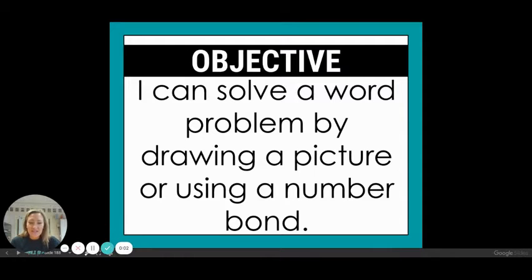The objective for today is I can solve a word problem by drawing a picture or using a number bond. So we've done this before, but now we are going to do it with addition with regrouping. I will do a couple examples, one with a picture and one with a number bond, and then the last one you are going to do with me.